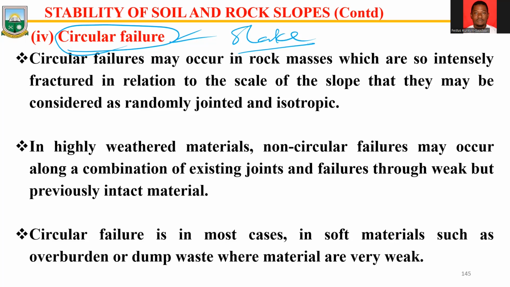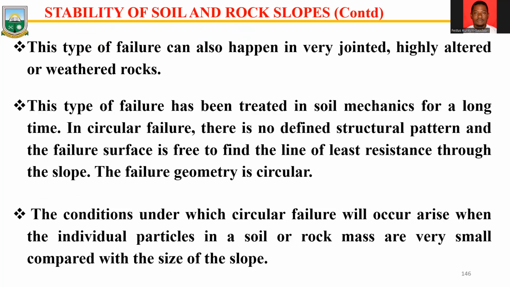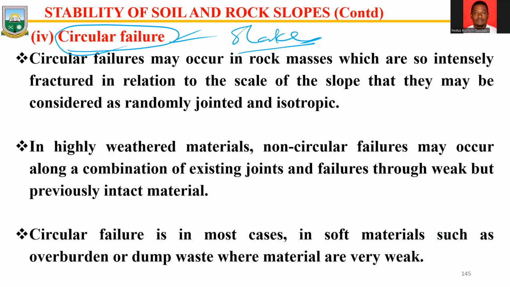So circular failure in most cases happens in soft material. So once the material is soft, it means that you have lower values for durability. So you have it in soft material such as overburden. So that is why you see it in the diagram we saw. You saw it sweeping as if it was a landslide, sweeping off from the surface. And so overburden or waste dumps, where materials are very weak. So if you have these situations, you should always expect that.